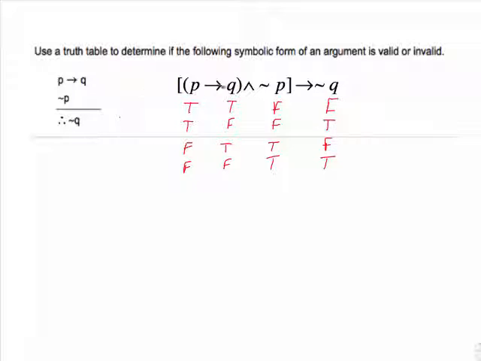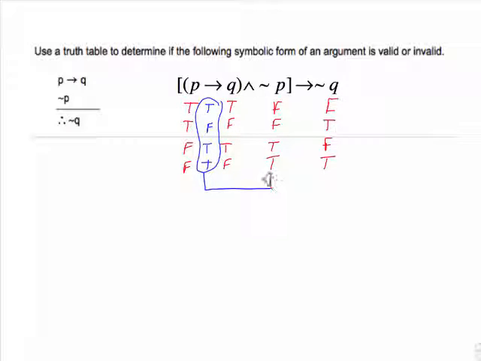If P, then Q. The only time the conditional is false is if the premise is true and the conclusion is false. So this is false. The rest of these will be true. That is my answer for that first parenthesis.